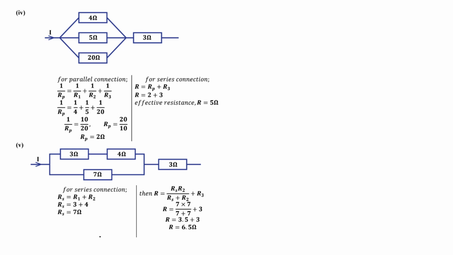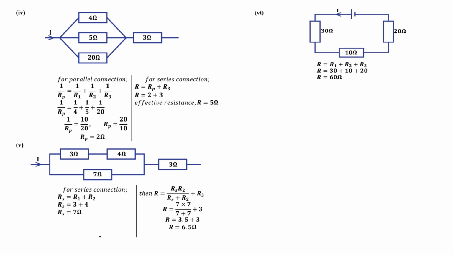Roman 5, 3 and 4 are in series. When I reduce them, I get 7. Then 7 and 7 are parallel. I reduce them, and that becomes in series with a 3 ohm. So the effective will be 6.5. Next, I think this is a series because they receive the same current. 30, 10, you just add them.